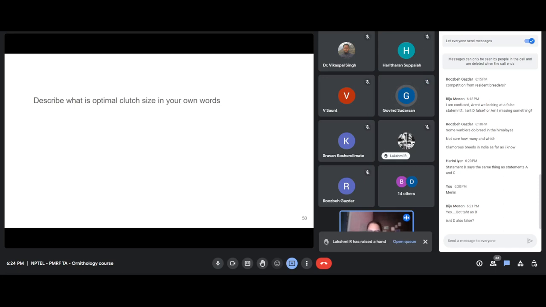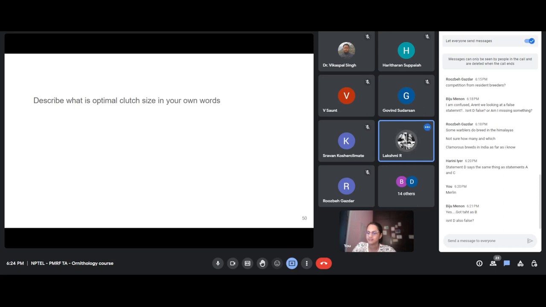Yeah, go ahead, Lakshmi. Optimal clutch size is the number of eggs per episode which doesn't deter the birds. Let me say it in my own words, ma'am. Optimal clutch size is the amount of eggs laid by parent birds which balances between the energy invested in parenting as well as their life span, ma'am.